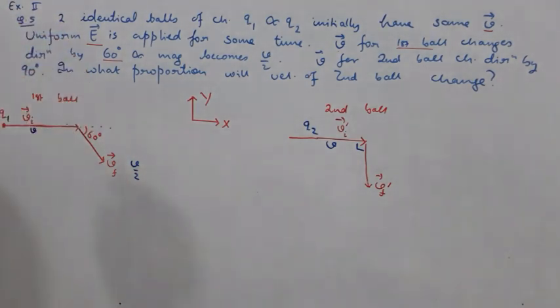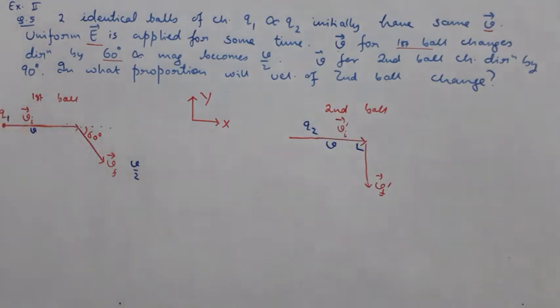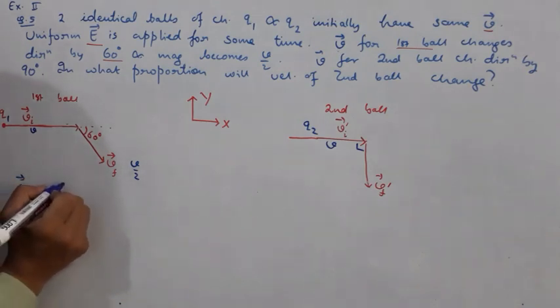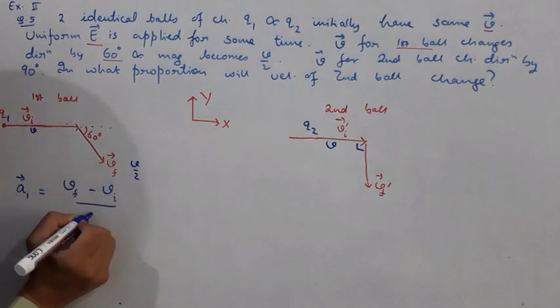Now let's see, students. Here there is some electric field. That electric field will exert some force, and because of that force there will be some acceleration. First we would like to find the acceleration of the first ball. That I will write as A1 vector. How do you find this? Please observe carefully. Acceleration is nothing but change in velocity by time.